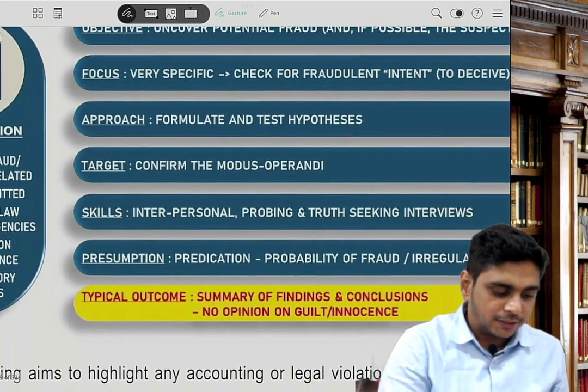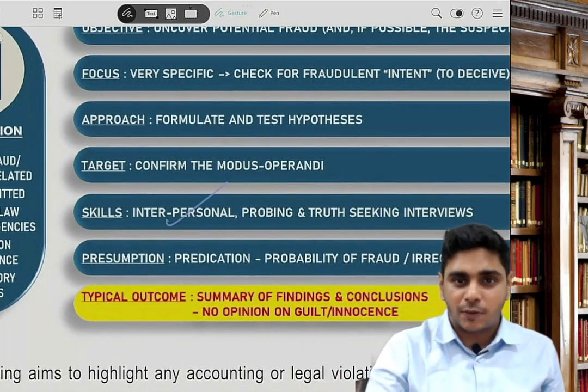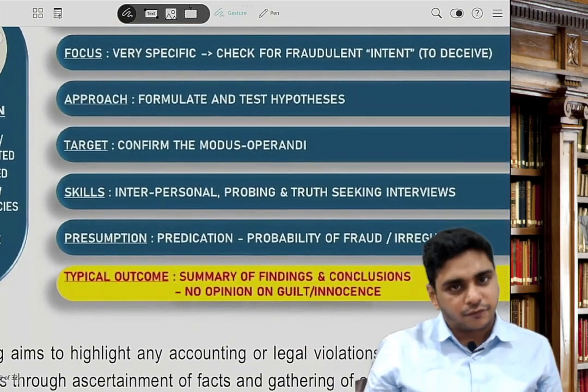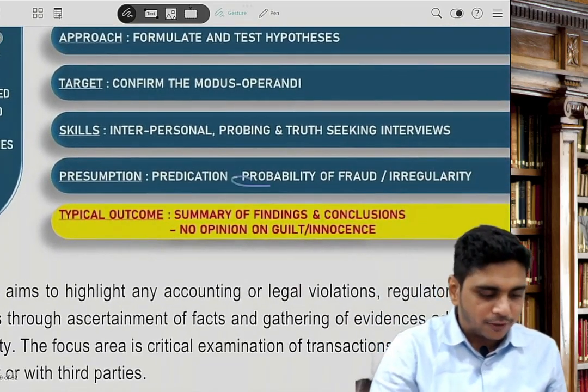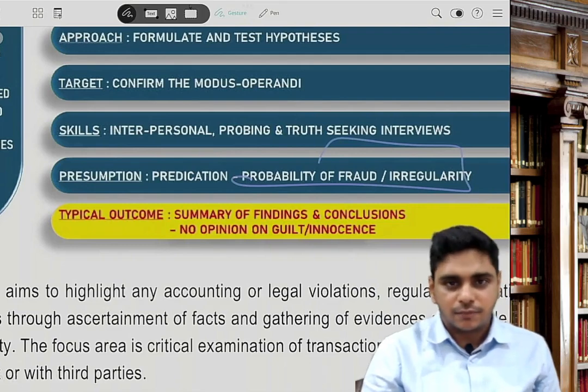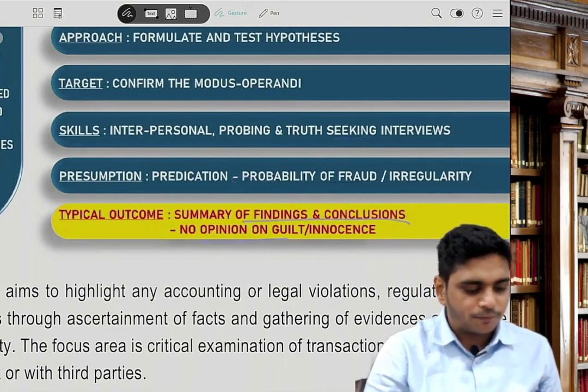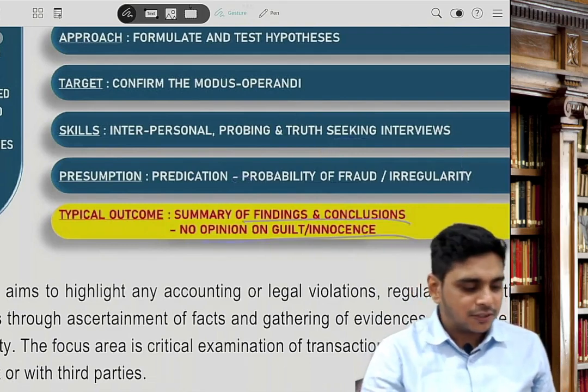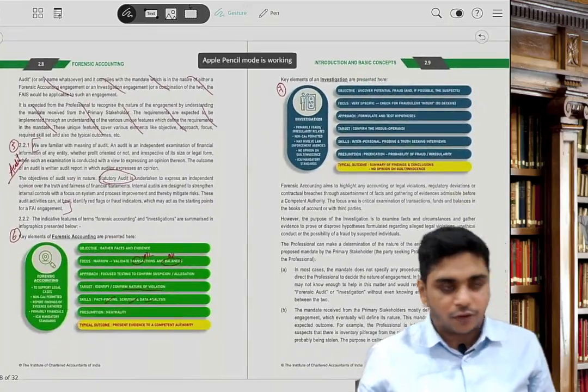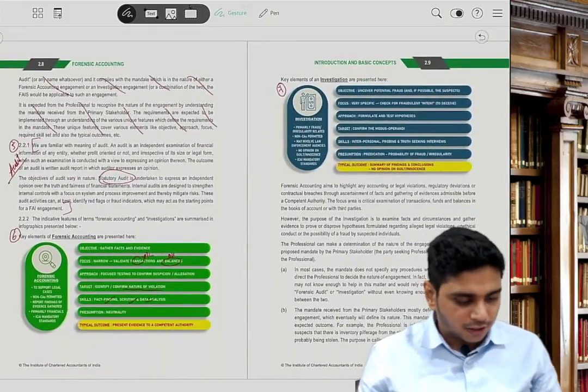Skills: interpersonal, because you have to interrogate people, you have to ask the questions. Probing and truth-seeking interviews. Presumption: prediction, probability of fraud or irregularity. Outcome: summary of findings, conclusion, and no opinion on guilt and innocence. So these are the different elements of audit, investigation and forensic accounting.